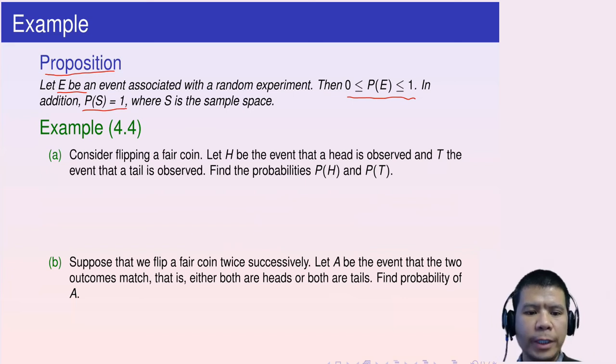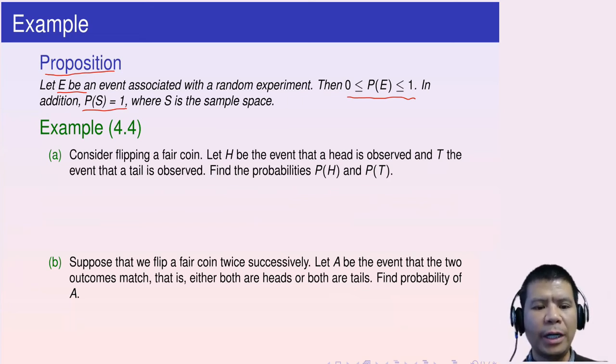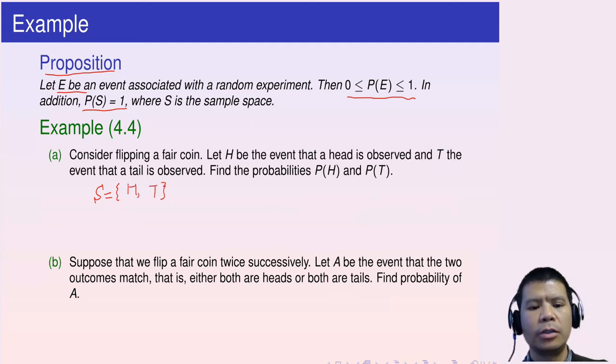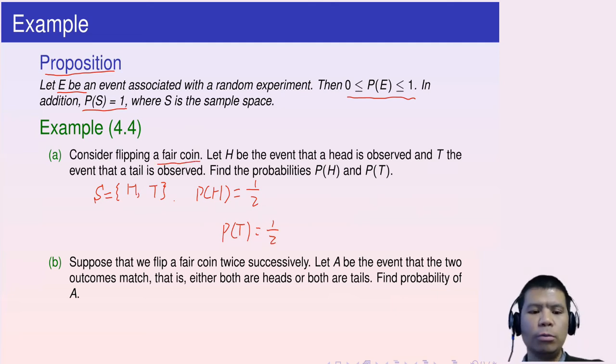Now, let's consider the following example. A, consider flipping a fair coin. Let H be the event that the head is obtained, and let T be the event that the tail is obtained. Then find the probability of H and the probability of T. So it's pretty simple, right? The sample space is head or tail. So the probability of H equals 1/2, right? And the probability of T is 1/2 as well, because it's a fair coin. Two possible outcomes, so each of them is 1/2.